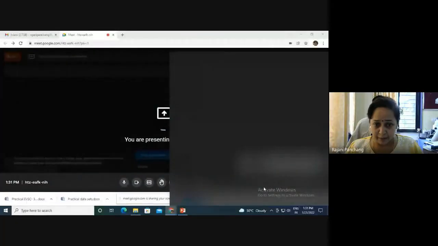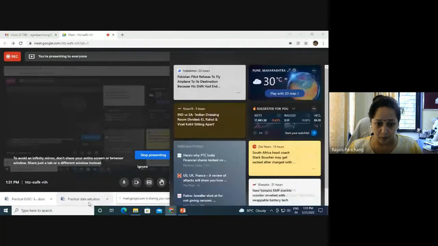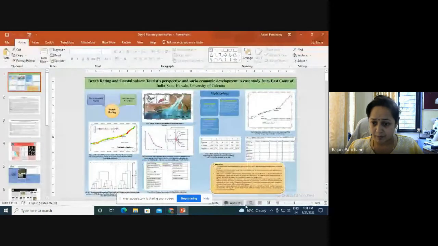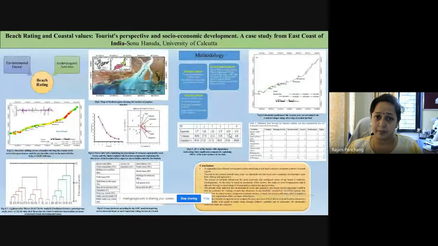With this, I shall be sharing the slides, and the first presentation is by Sonu Hansda. One second. Okay, so you can all see my slides. Are the slides visible? Yes, Rajni. Okay, so the first presentation is by Sonu Hansda on beach rating and coastal values, tourists' perspective and socio-economic development, a case study from East Coast of India.